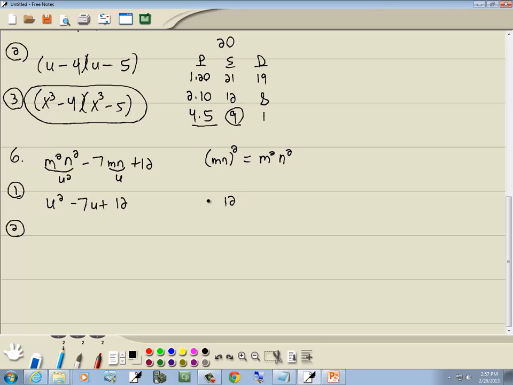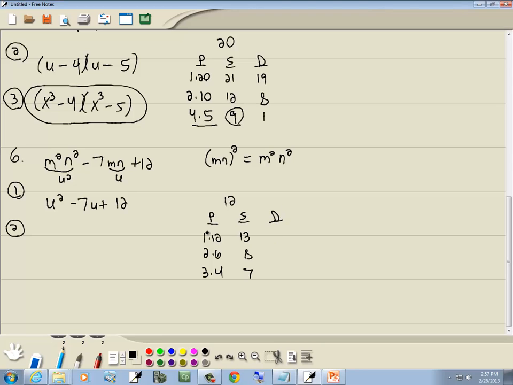With PSD, take the number at the end, which is a 12, ignoring signs. If it was negative 12, we'd still just take 12, and come up with our 3 columns. P column, write down all products that give us 12: 1 times 12, 2 times 6, 3 times 4. The S column, we add them together. 1 plus 12 is 13, 2 plus 6 is 8, 3 plus 4 is 7.